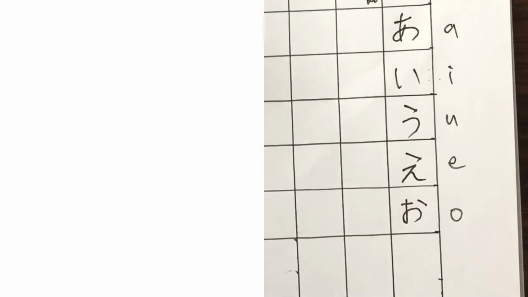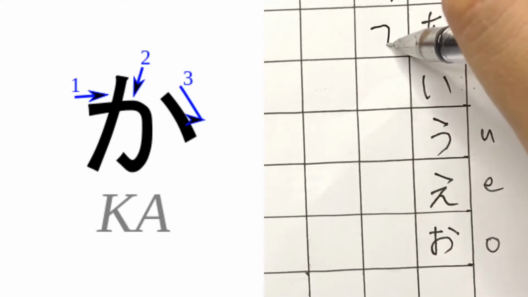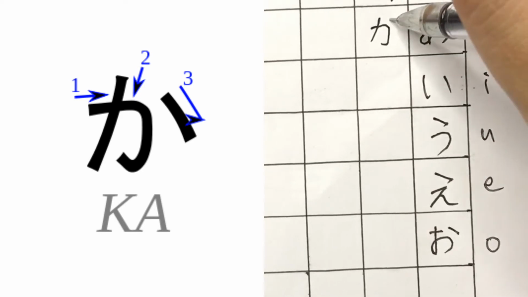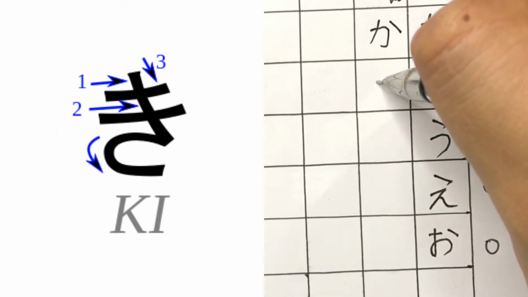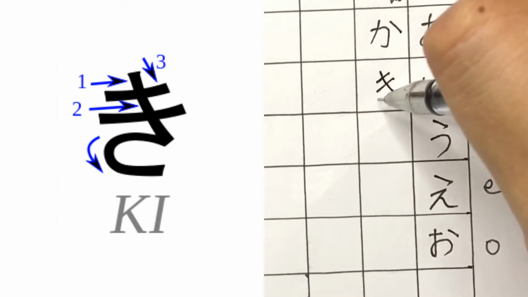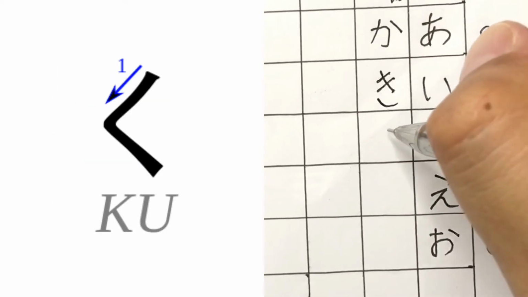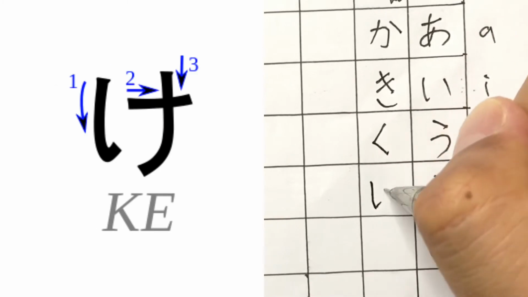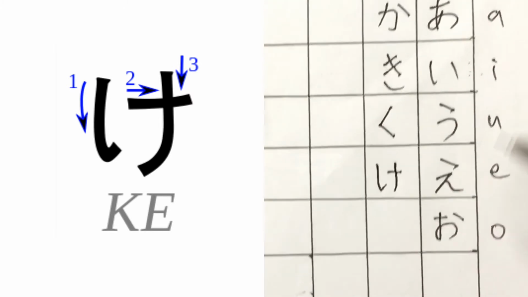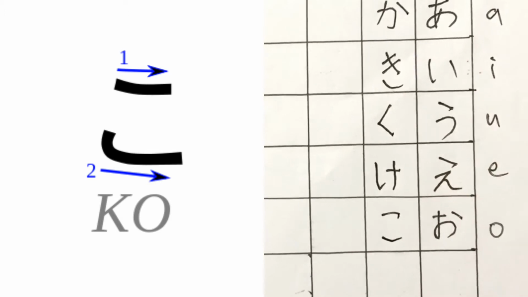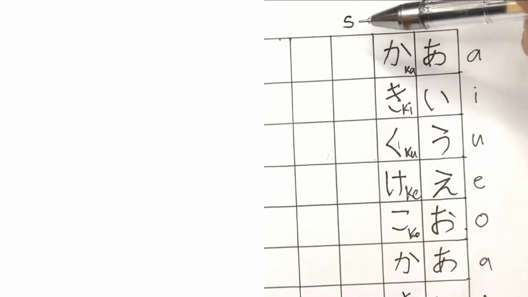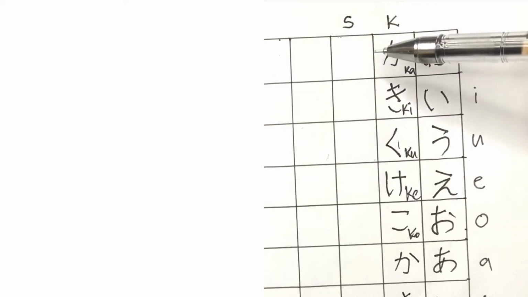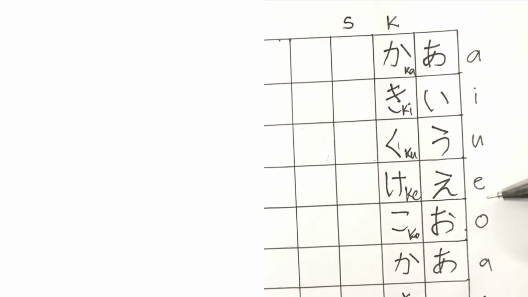So let's write that again: ka, ki, ku, ke, and ko. The next column is the S. We will add S to the 5 vowels. It will become sa, shi, su, se, so.